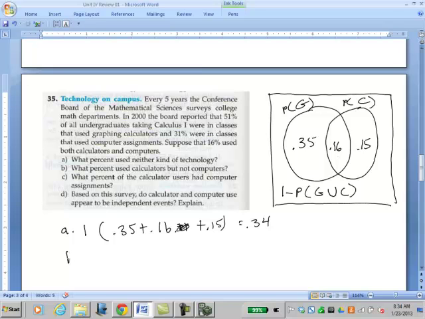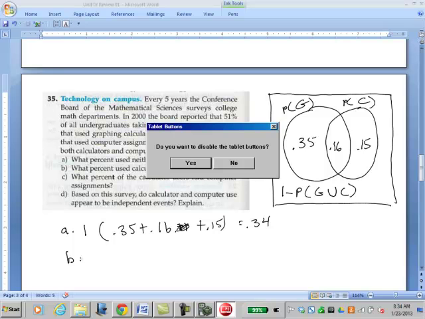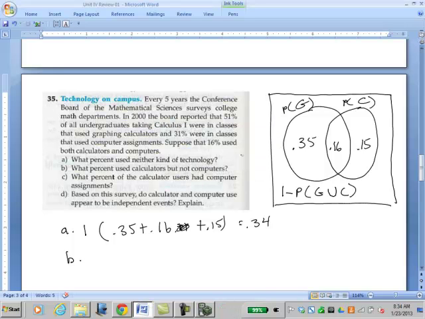You can get this right off the screen. Okay. Do I want to disable? What the hell? Don't you know I'm using the tablet? What's going on?